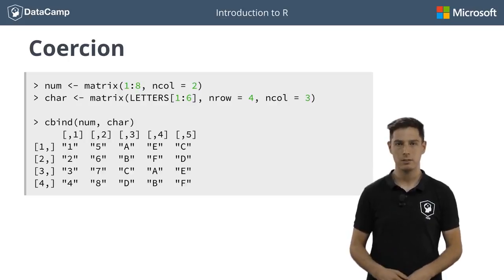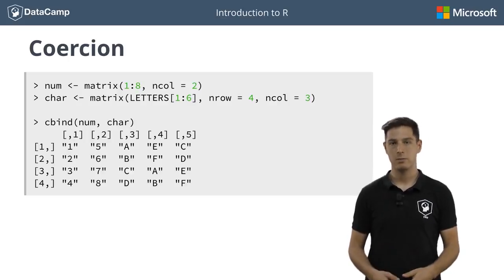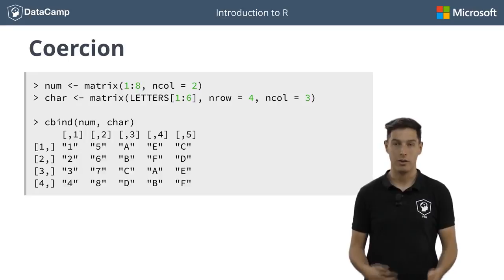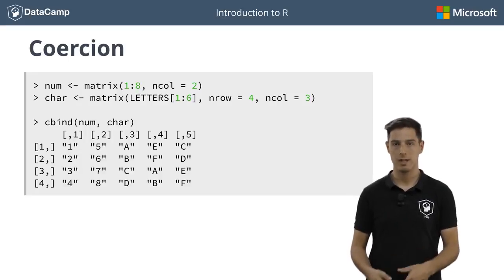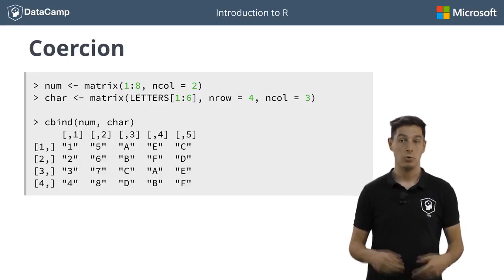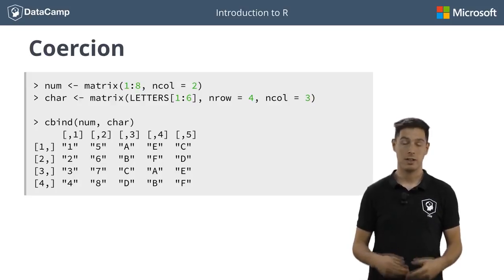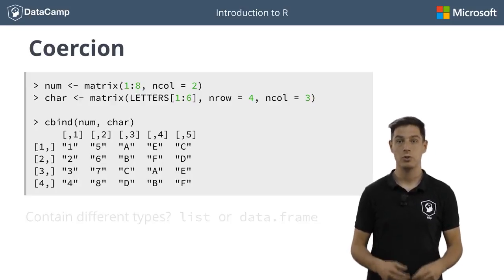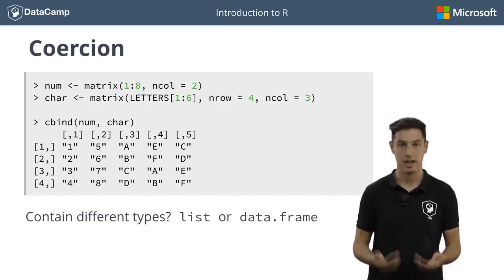Did you see what happened? The numeric matrix elements were coerced to characters to end up with a matrix that is only comprised of characters. To have a multidimensional data structure that can contain different elements, you'll have to use lists, or more specifically, data frames.